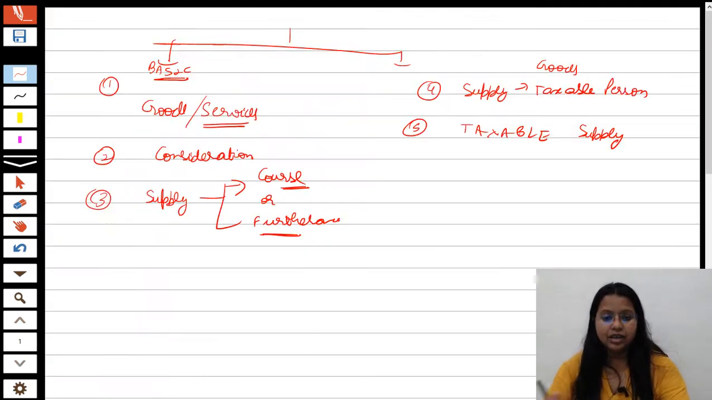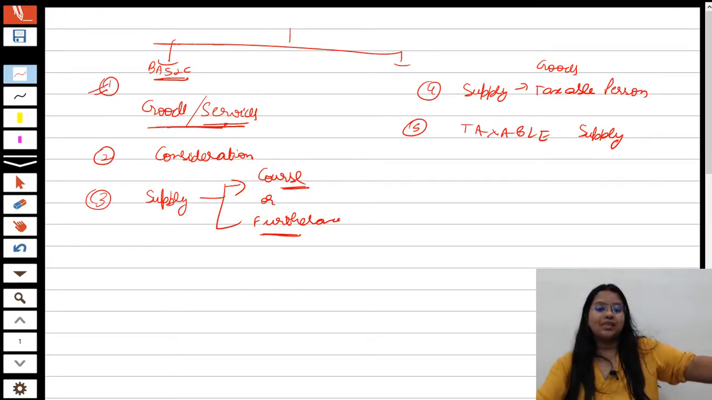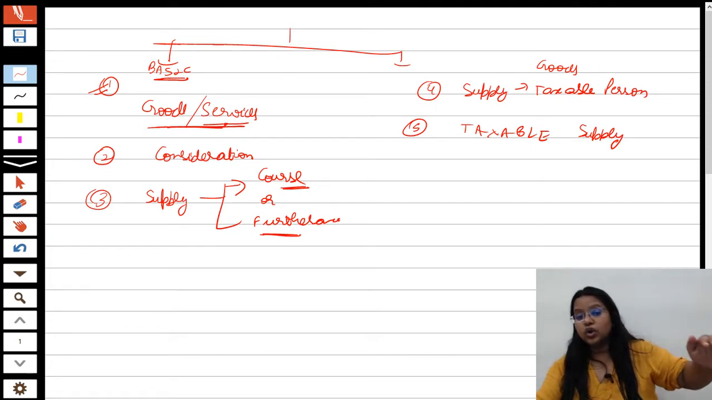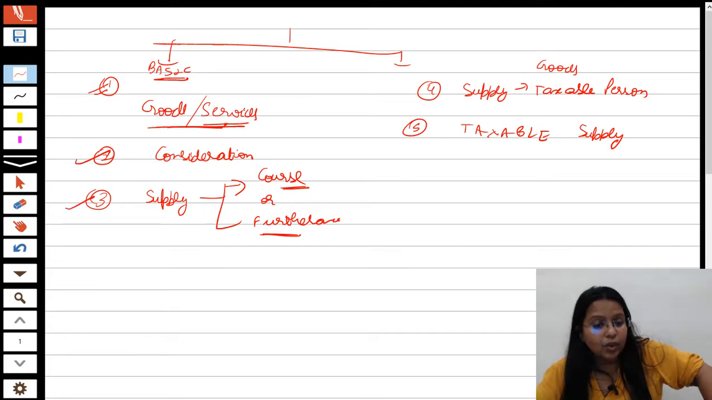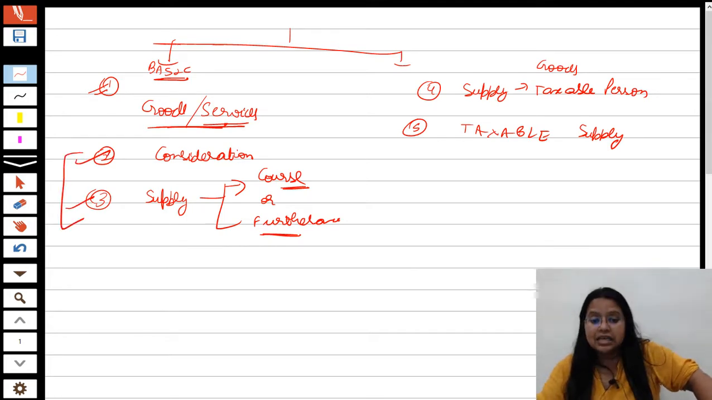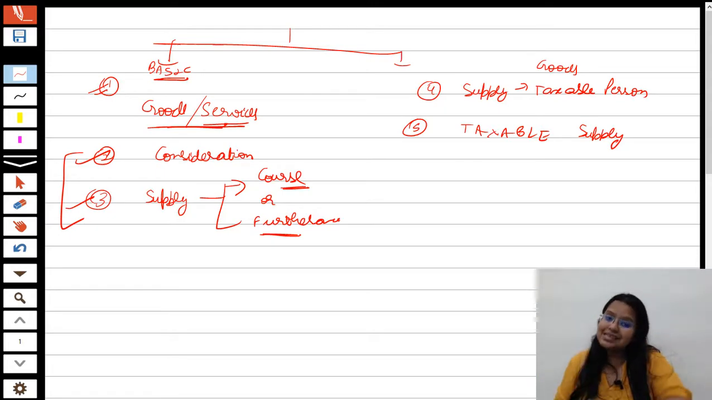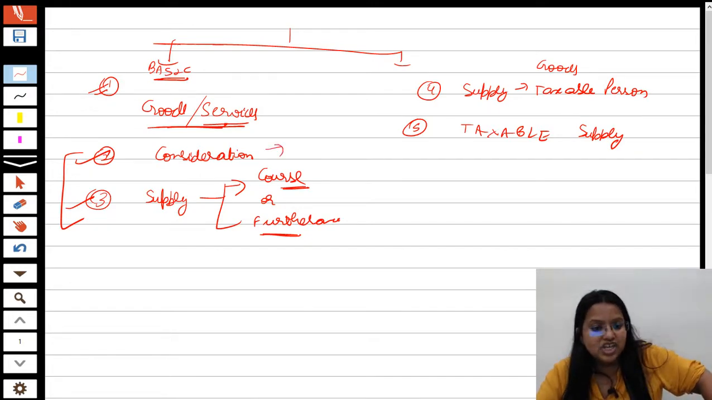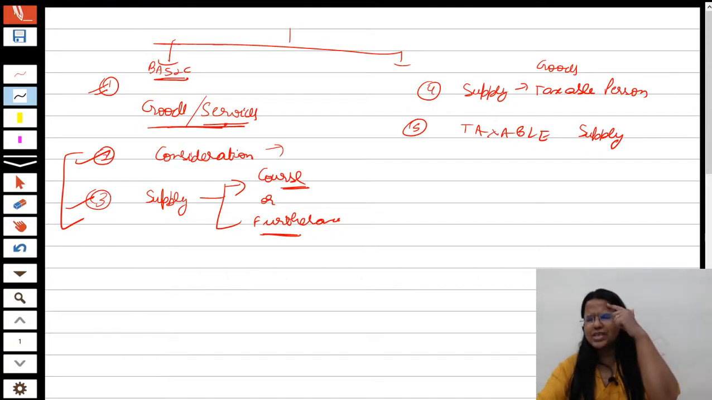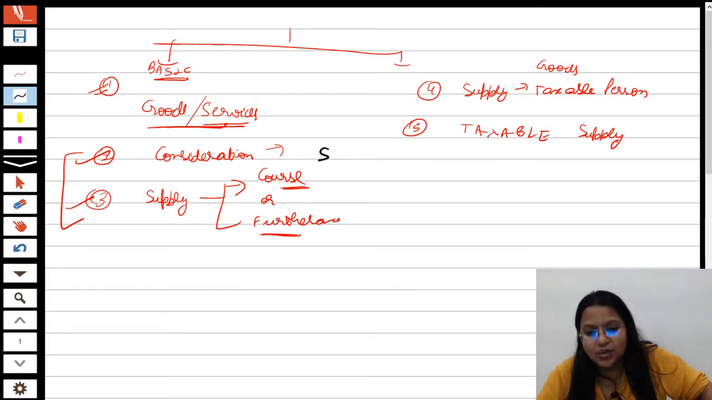Okay. Now students, for the first point, that is goods or services, there is no exception. It means if there are neither goods nor services, there will be no GST. But for the second and third points, there are exceptions. Yes, there are some exceptions. For example, if a person is not paying any consideration, still we can say that this activity is known as supply under GST. Okay. Now those exceptions are mentioned in a schedule. Which schedule did I tell you? Yes, Schedule 1 of the CGST Act 2017.